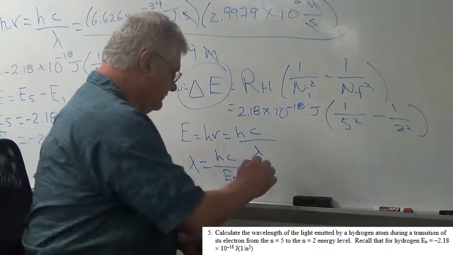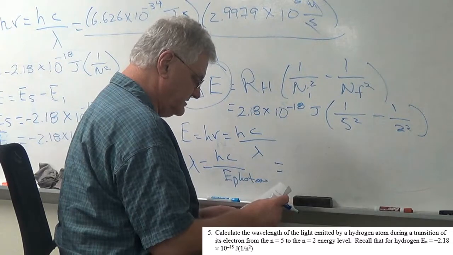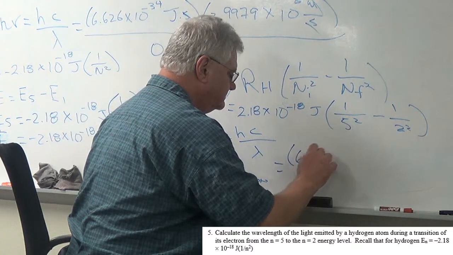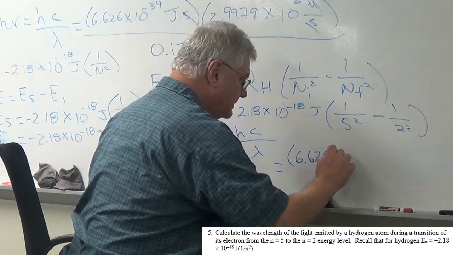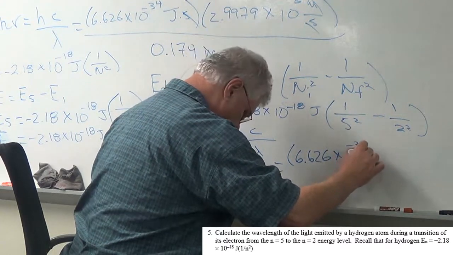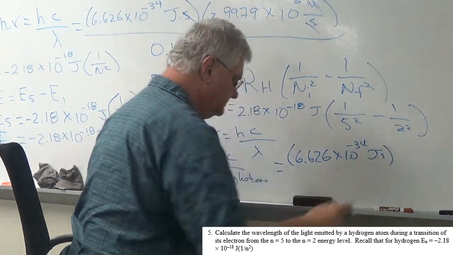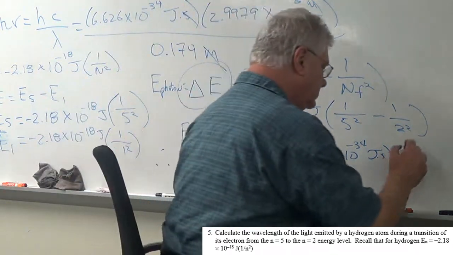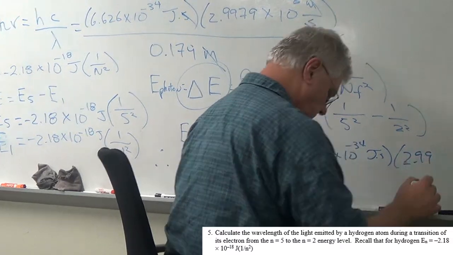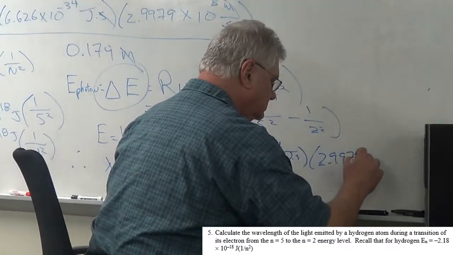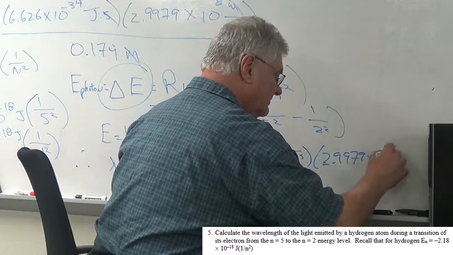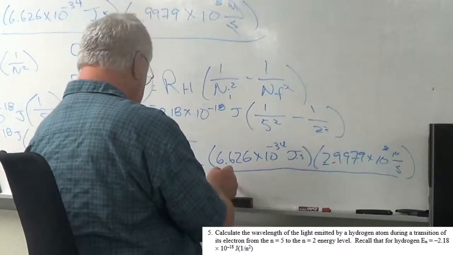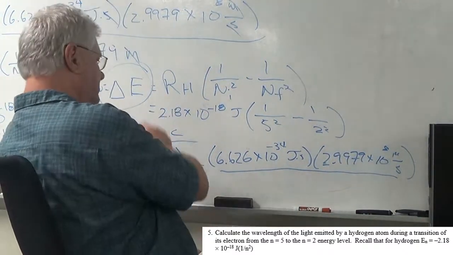Okay? And I don't know if you want me to insert those values. We have Planck's constant is 6.626 times 10 to the minus 34 joule seconds. Okay. We know the speed of light is 2.9979 times 10 to the 8th meters per second. Okay. And then this is over the energy of the photon that we determined up here.